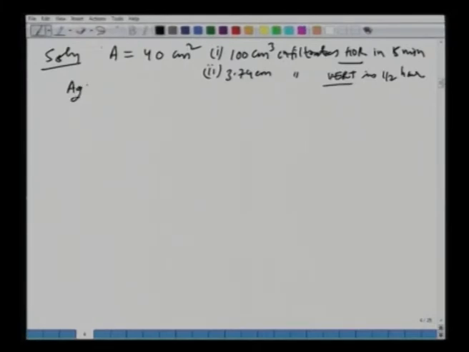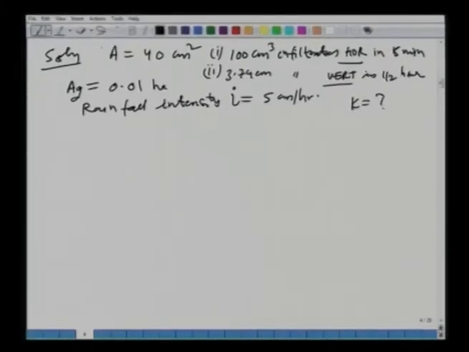Also given to us is the area of the garden. I will use the subscript G here to distinguish it from the other area. This is given to us as 0.01 hectare. The rainfall intensity is given. This is for the second case, I as 5 centimeters per hour. We have to find what is K, what is the time to ponding, and what is the amount of water that is infiltrated at ponding, that is Fp.